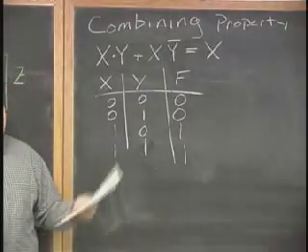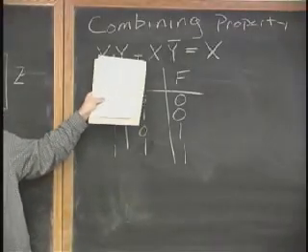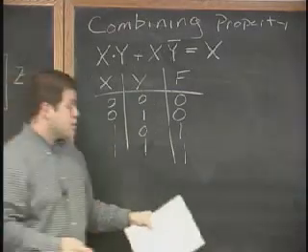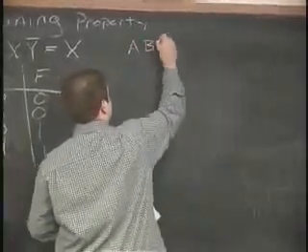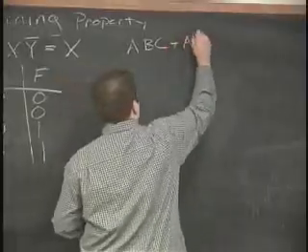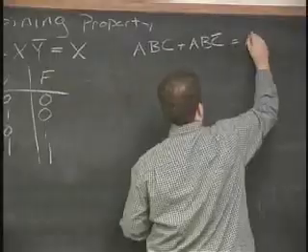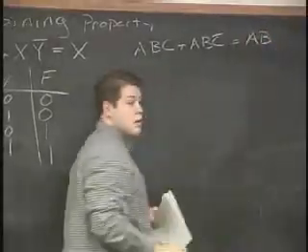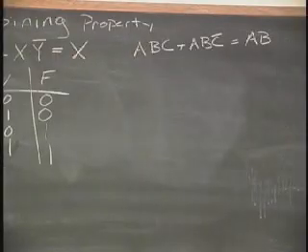This is not only true for x; x can be any collection of terms. So if we have a, b, c plus a, b, not c, that just equals ab. Okay? So this is the property that we're going to exploit in order to simplify our logic.